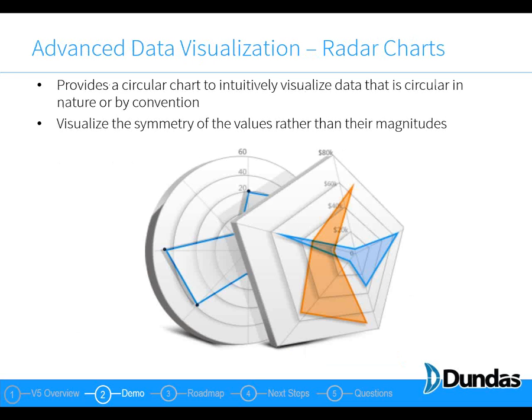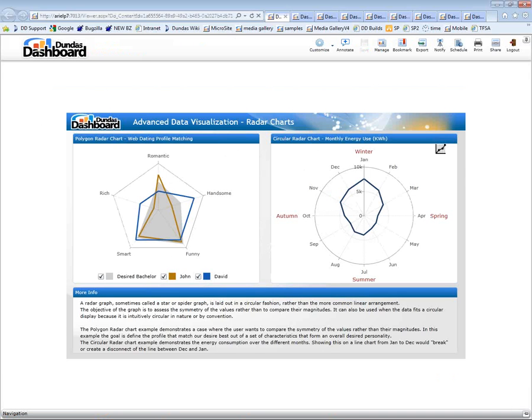In our continuous effort to provide advanced new ways to visualize your data, we have now added a new chart control for radar charts. Radar charts are good for visualizing data that is circular by nature or for when you're looking for the symmetry of values rather than the magnitude. Let's see it in the live demo. Here are 2 examples for radar charts.